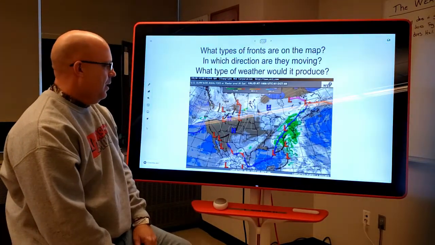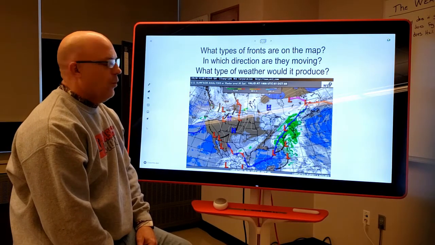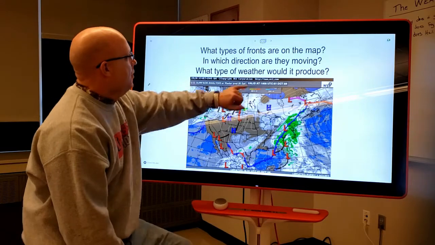All right. Again, we have that same map that we had earlier. I don't know why I put it up twice, but I guess I did. We don't need to worry about that.